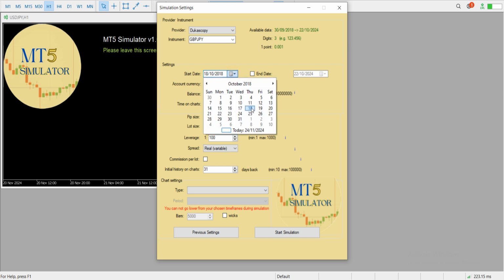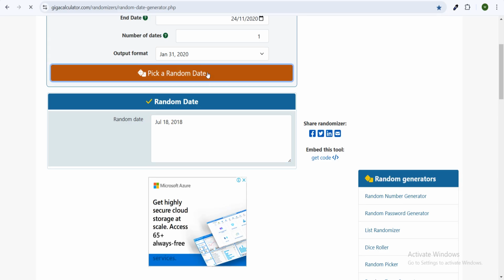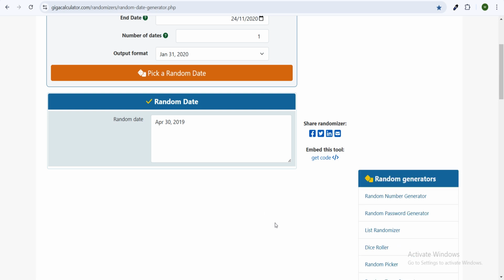Yeah, okay, so it's October. Okay, the problem is I cannot go beyond September, because I don't have the data downloaded. So let's pick a random date again. This time I hope it should, okay, it's 2019 April 30. Let's do April 30.